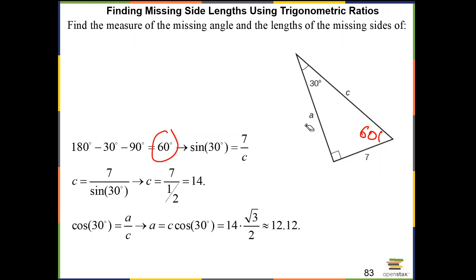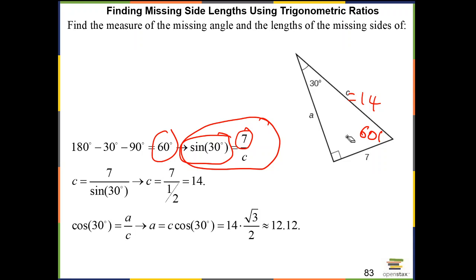Now to find A, to find C, we can write sine of 30 degrees is 7 over C, right? Like this. And as I said, there are 3 unknowns, right? But 2 of them are known. This one and this one. Sine of 30 is 1/2, and we solve for C. So C is 7 divided by 1/2, which is 14. So C is 14.